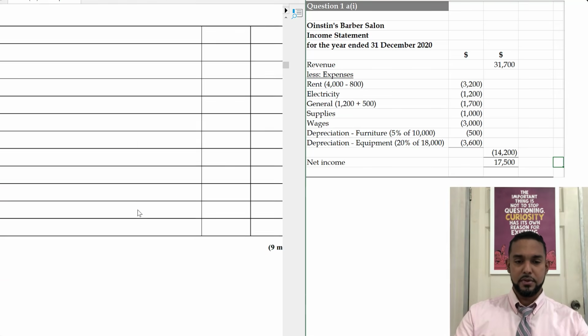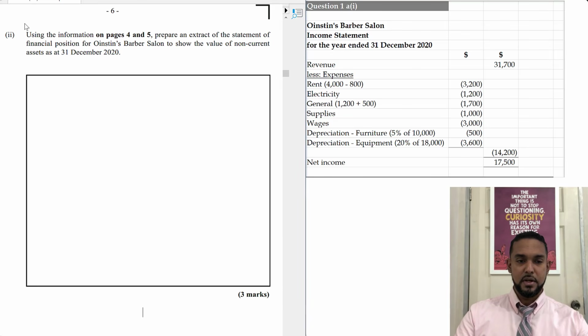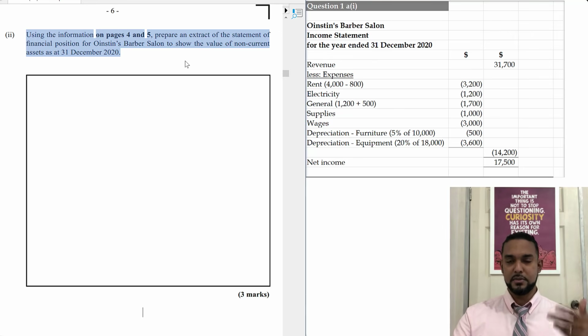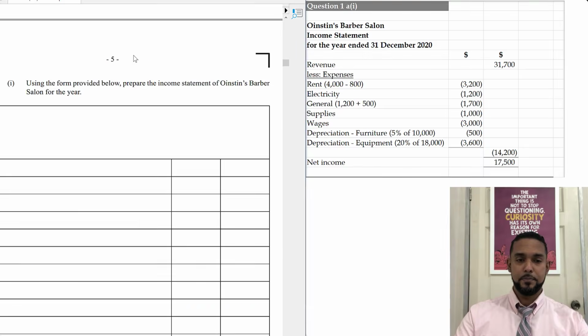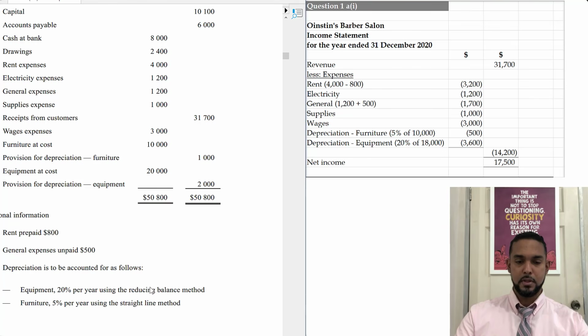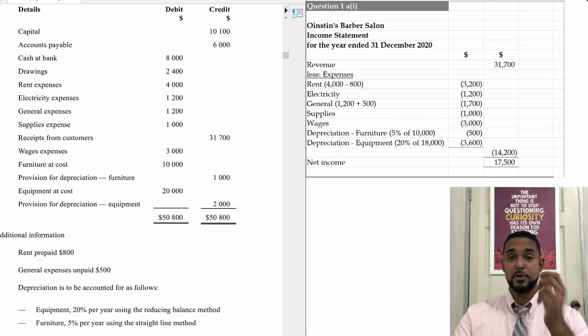Okay, let's scroll down on this side, and we're going to take a look at the next requirement. So it says, using the information on pages 4 and 5, which is the trial balance plus the additional information and your income statement, prepare an extract of the statement of financial position for Oinstein's Barber Salon to show the value of non-current assets as at 31st December 2020. So we're going to go back up because we're going to need the information from on top here. And they want us to do an extract showing the non-current assets section. Some of you might not know the term non-current, that's the fixed assets.